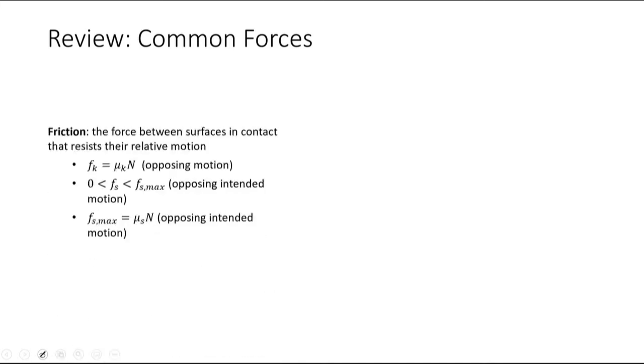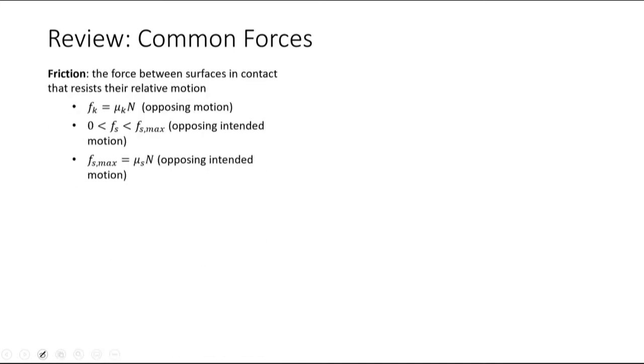Okay, so just a quick review of the common forces that we've talked about so far in chapter 6. So we started with friction. Remember, friction is just the force between surfaces in contact, and it's a force that resists motion between those two surfaces. So we talked about two different types of friction. We talked about kinetic friction and static friction.